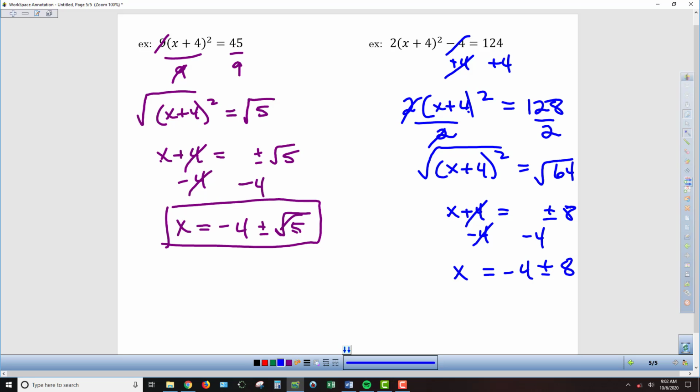This time, unlike the previous one, we can actually perform the operation, so we need to do it. So negative 4 plus 8 gives us 4 as one of our answers, and negative 4 minus 8 gives us negative 12 as the second.